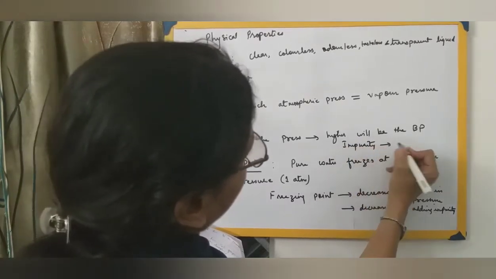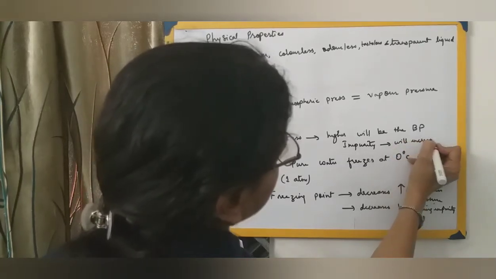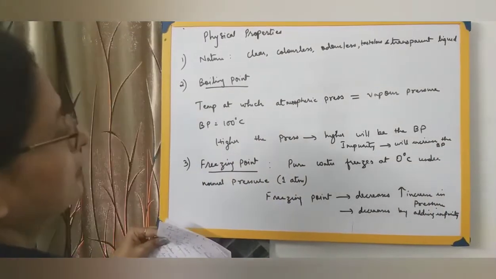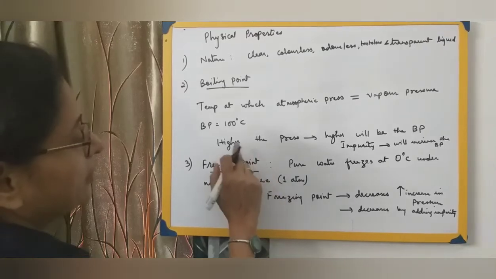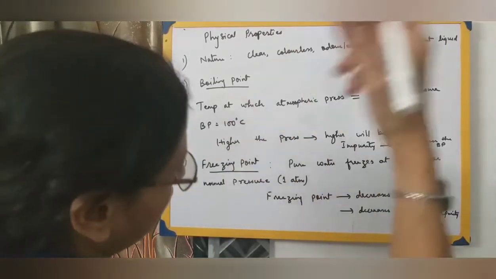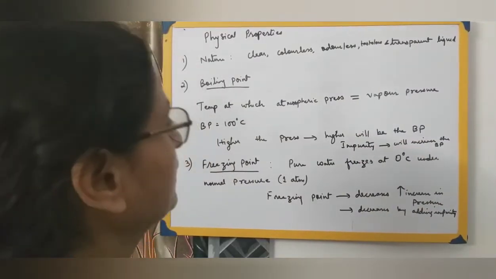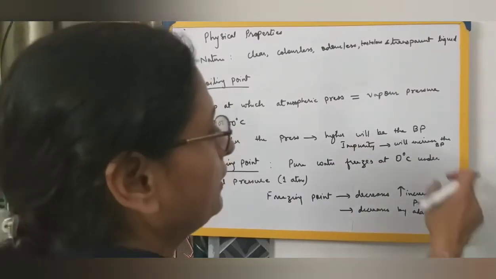Impurity will increase the boiling point. Clear? I repeat once again the difference between both these terms. In case of boiling point, with the increase in pressure, boiling point increases. With a decrease in pressure, boiling point decreases. And if you add an impurity to water, we will find that the boiling point increases.